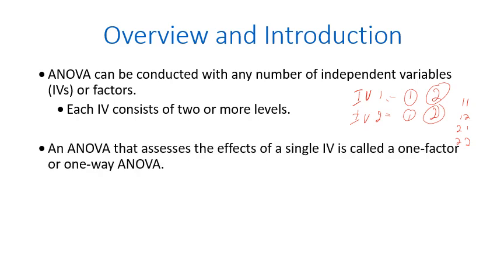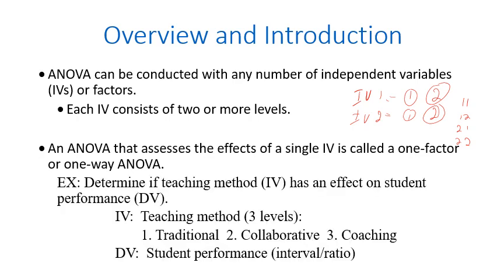An ANOVA that assesses only a single independent variable is called a one-factor or one-way ANOVA. So an example is determining if teaching method has an effect on student performance. Student performance is our interval ratio level dependent variable. It is the measured variable. It is our outcome variable.